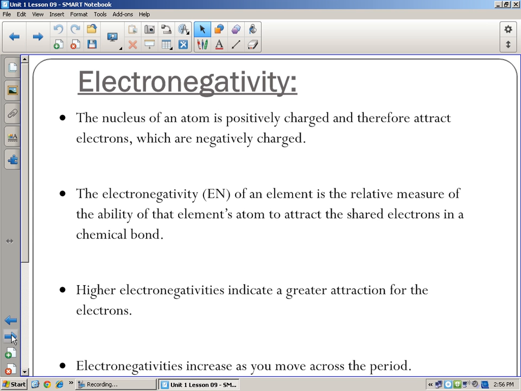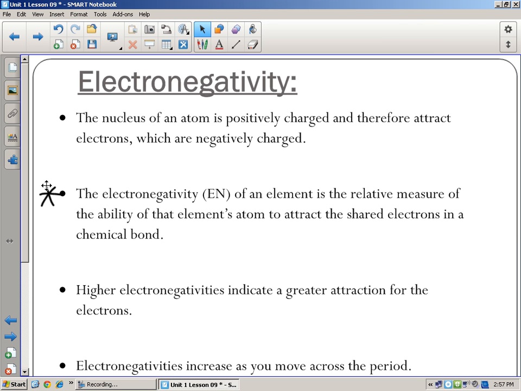The nucleus of an atom is positively charged and therefore attracts electrons, which are negatively charged. So if you think about the nucleus, there's a bunch of protons and neutrons in there, but there's a bunch of positives, and those positives attract all the electrons around it. Okay? The definition of electronegativity is something that you will want to know. It's right here.